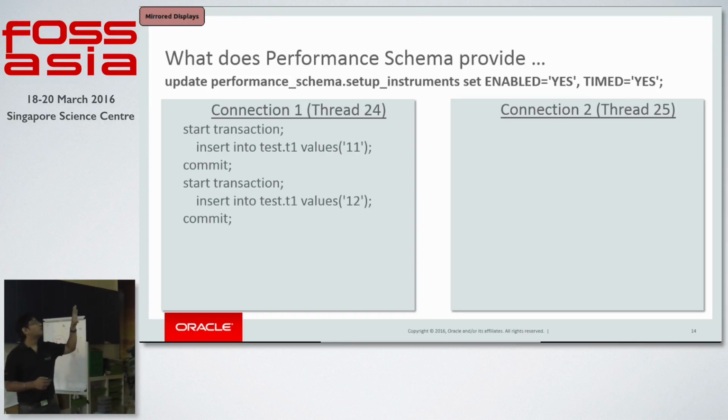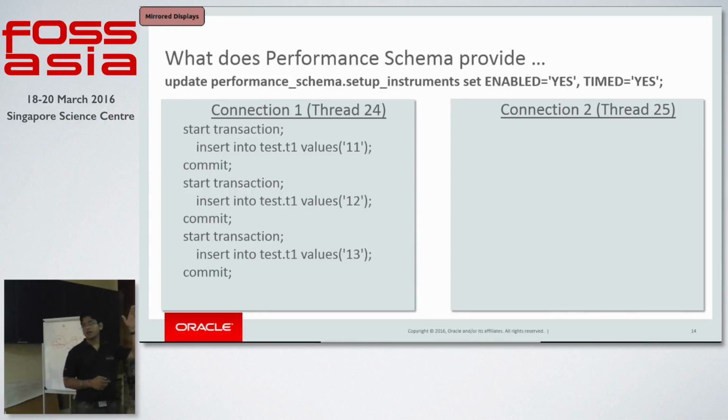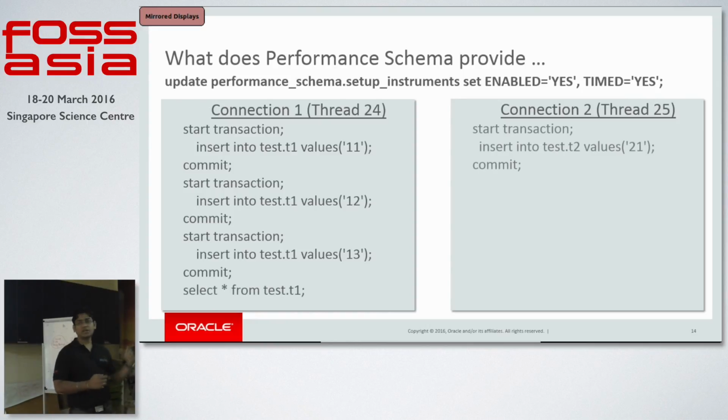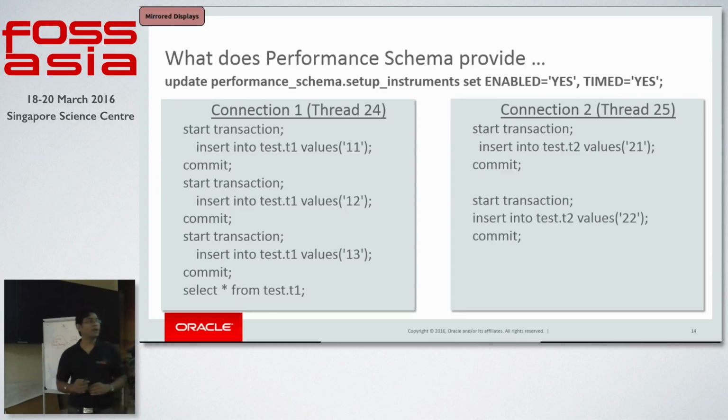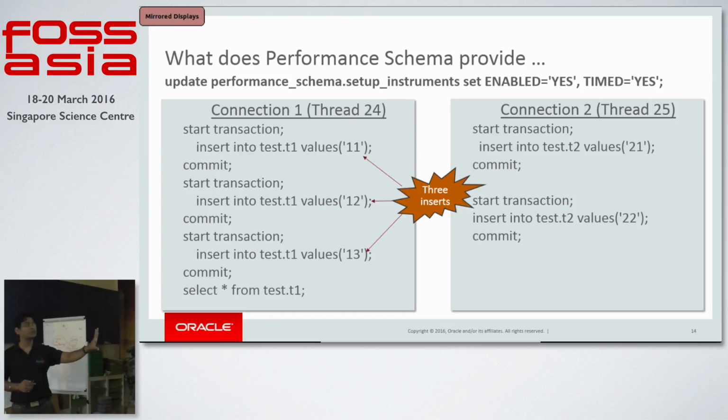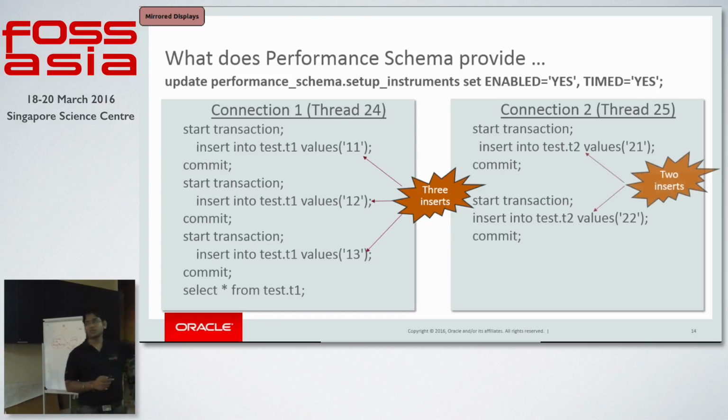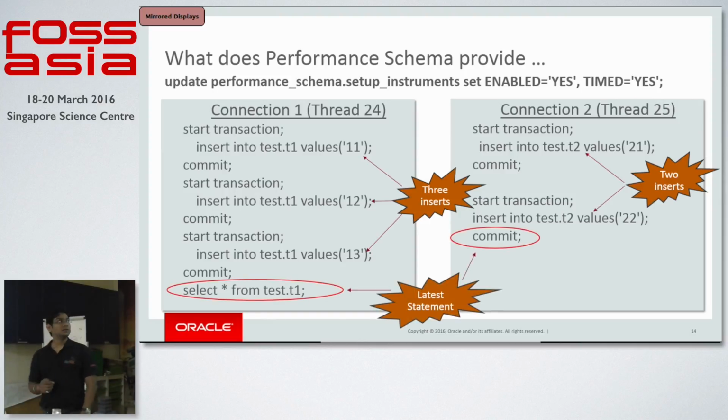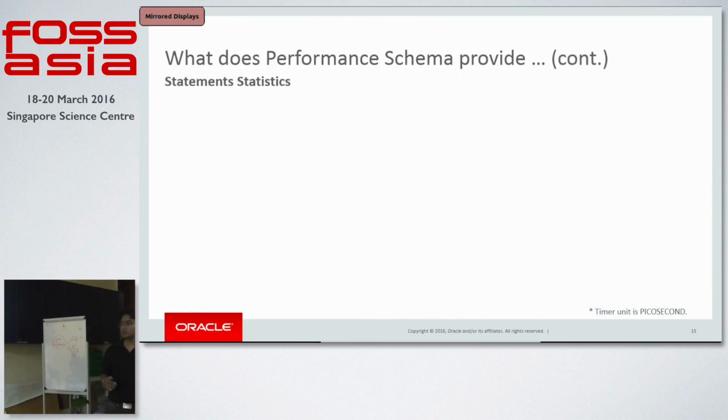The server is running. From connection 1, I started 3 transactions, and in them I inserted 3 values into table T1, and then I did a select. From connection 2, I started 2 transactions, and I inserted 2 values into table T2. That's all these 2 connections did. Keep in mind, we did 3 inserts from connection 1 and 2 inserts from connection 2, and the last statement executed by connection 1 is select star, and the last statement executed by connection 2 is commit. Now let's see what we can get from performance schema for these activities.